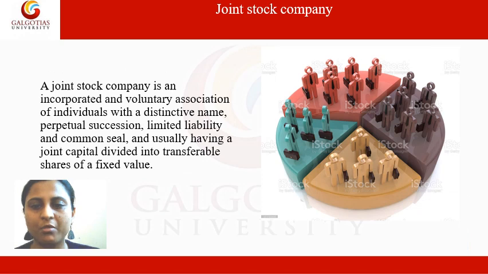The next form of business organization is a joint stock company. A company is an association of persons which is formed to carry out a business activity and has a legal status which is independent of its members.